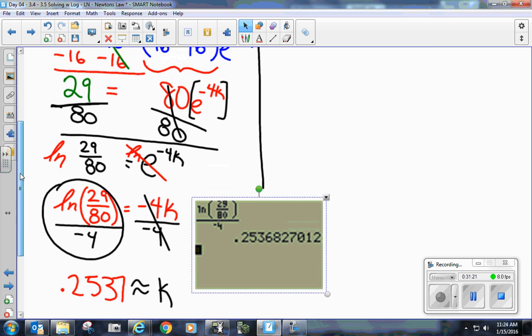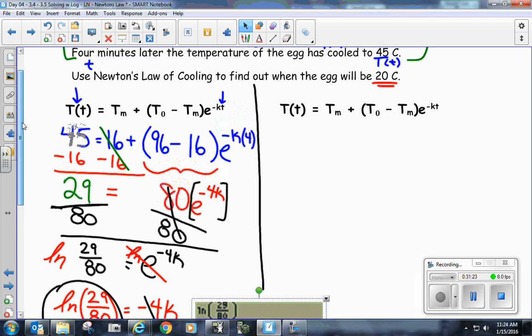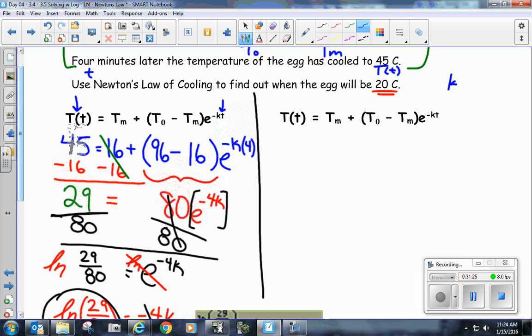Now that we know what k is, we say our k is approximately 0.2537, but we'll use the one in the calculator. It's just for us.